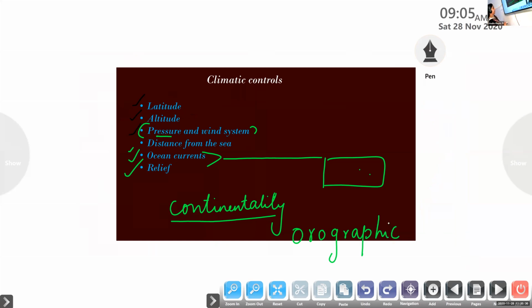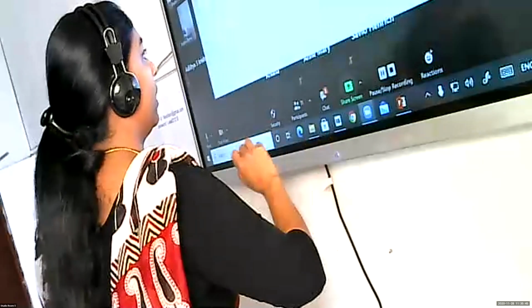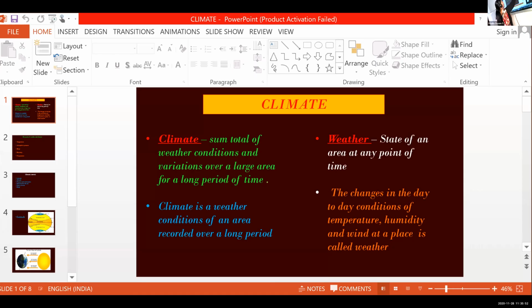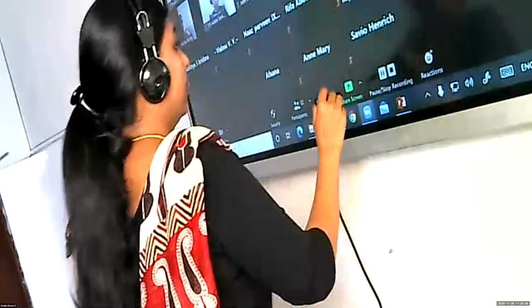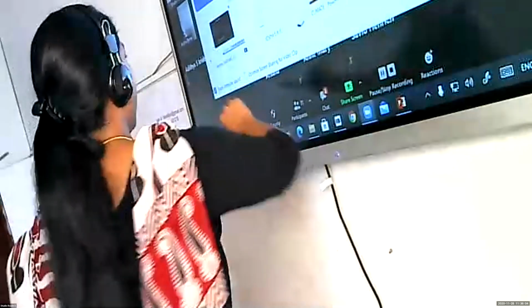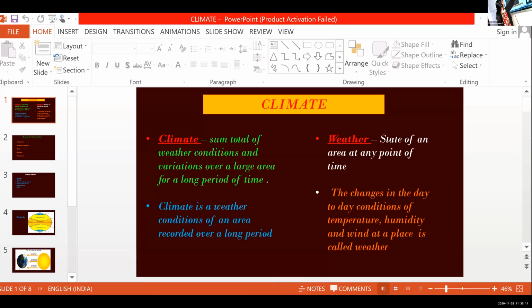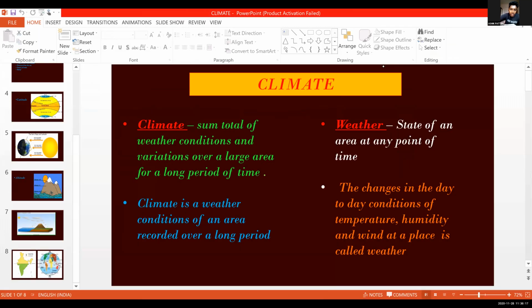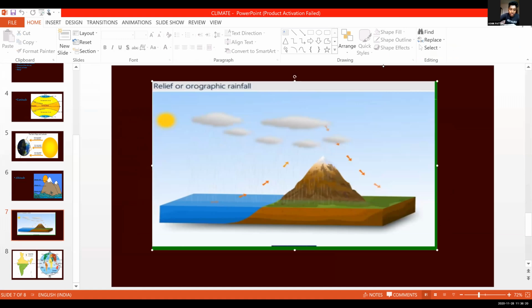Orographic precipitation. I'll show you a video of orographic precipitation. Do you know what orographic rain is? When a mountain blocks the wind or clouds, it forms rain. I'll show you a video.